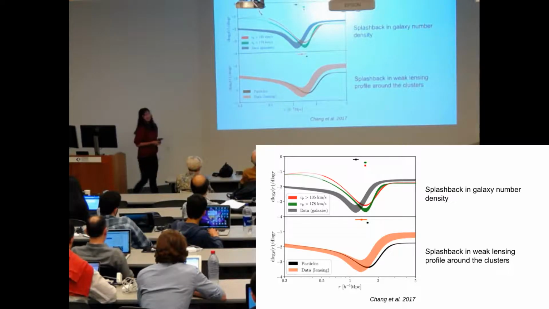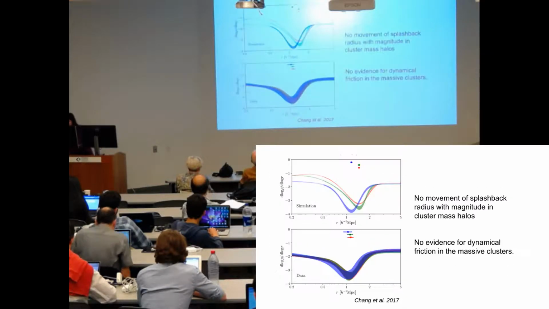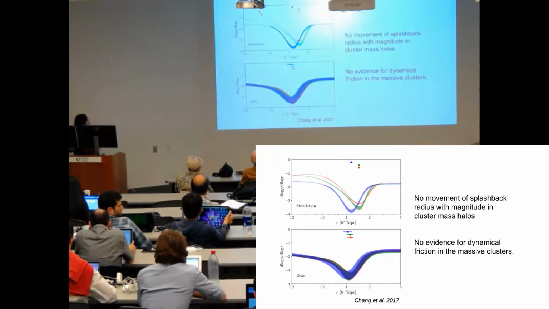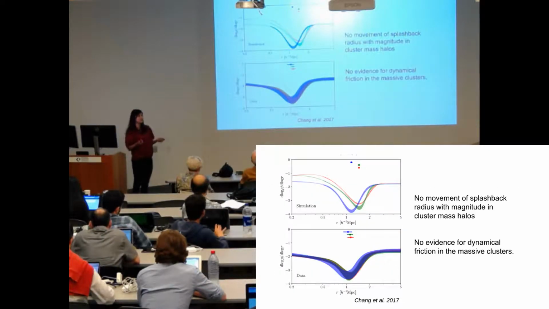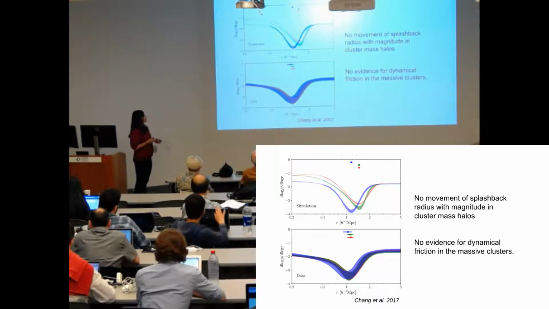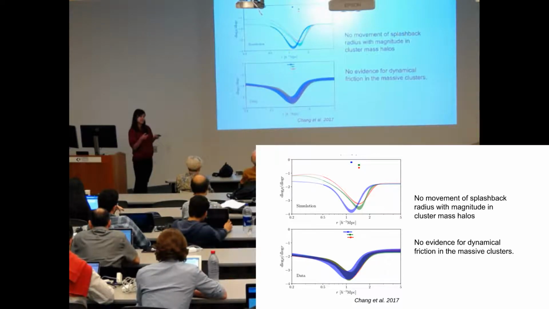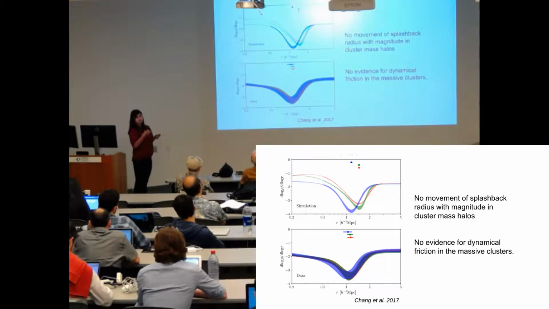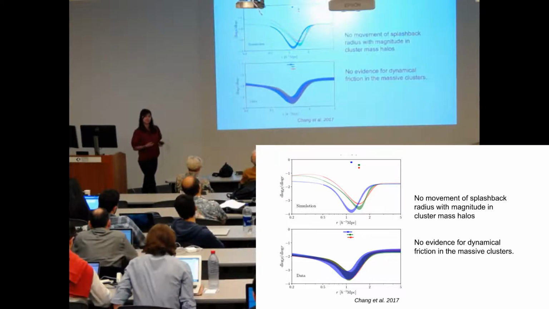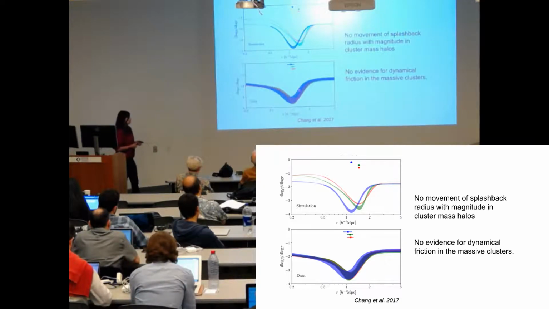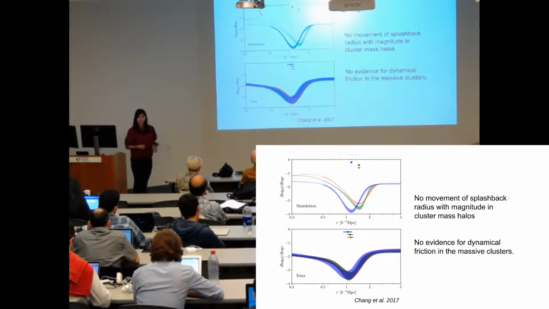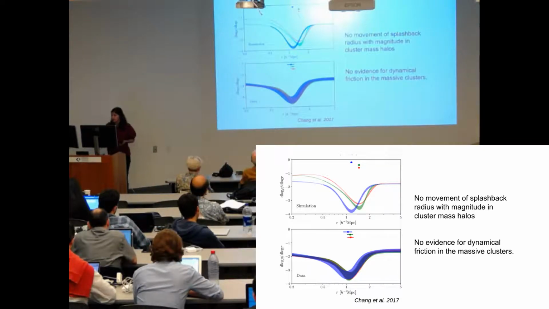from simulations. The other thing also worth noting is that for these massive clusters we don't see any evolution of the feature with subhalo mass or galaxy magnitude, even though in simulations we would expect to. That is, you would expect to see a shift in the splashback radius if you select galaxies based on their magnitude, but there is no real evidence for dynamical friction, at least for these very massive clusters.